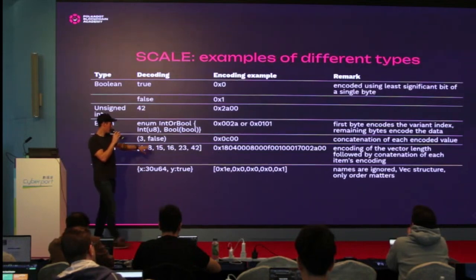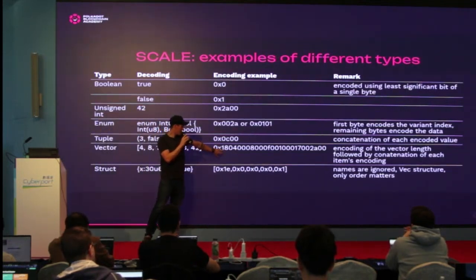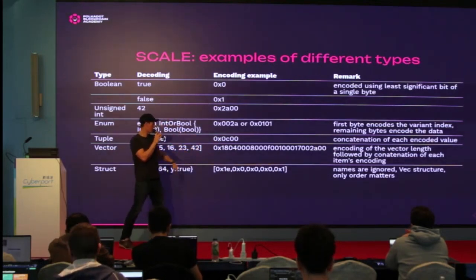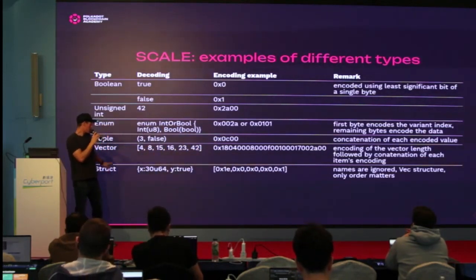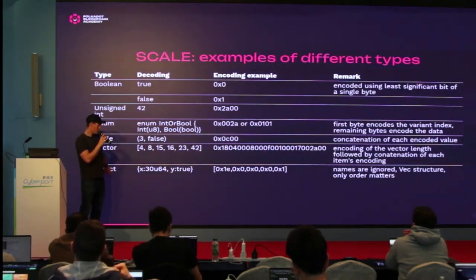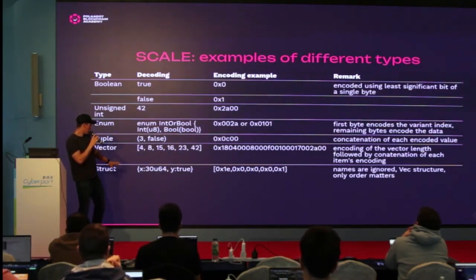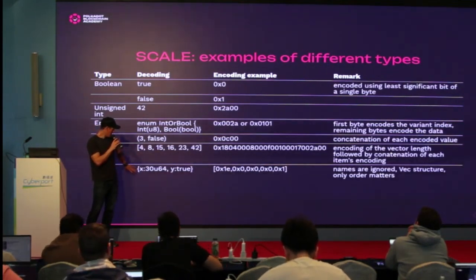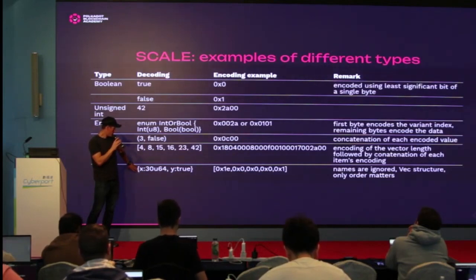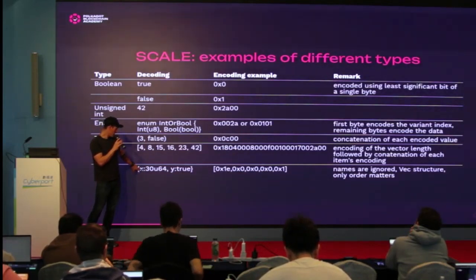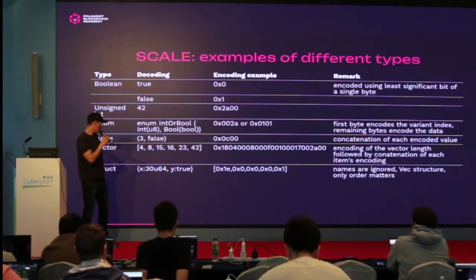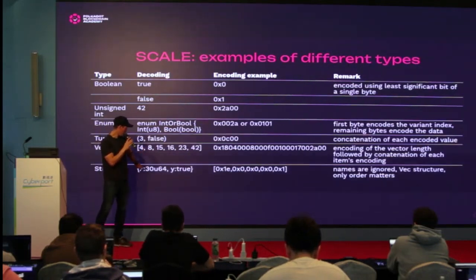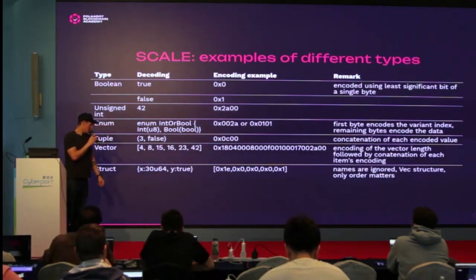Vectors, so a vector on its first least significant byte is going to store the length, and then the concatenation of the items. All the items have the same type. Structs, so that's kind of important. We're going to see why. Structs have names, but that's compiled away later on. So the name is ignored, but the order matters. We're going to come back to why that's important, but it's basically encoded as a vector structure with different fields in order.